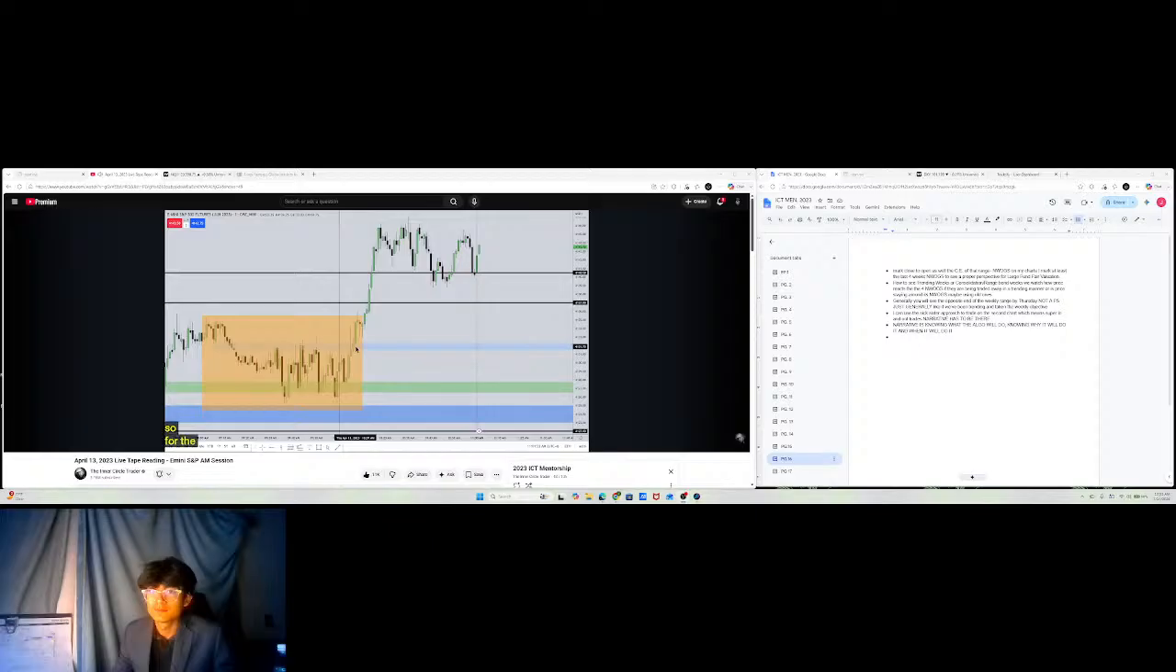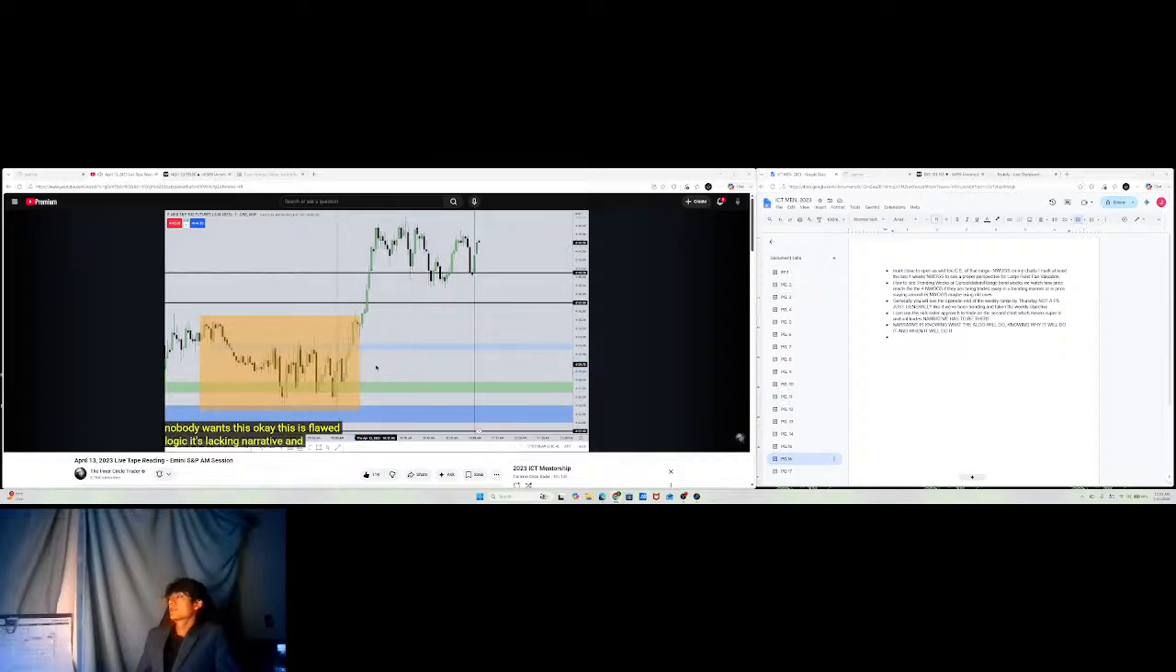So for the indicators that are presenting this, there's a fair value gap right there. There's an order block right there. So if we trade down to that, wow, we got ourselves an ICT indicator. Well, by golly, we got something. Everybody wants that. Nobody wants this. Okay, this is flawed logic. It's lacking narrative, and that's why the indicators will not be doing you a favor.